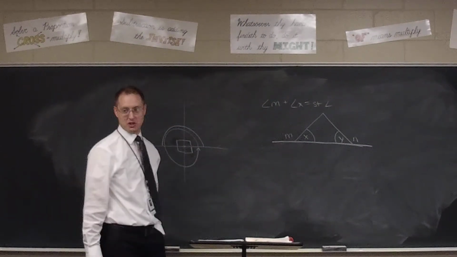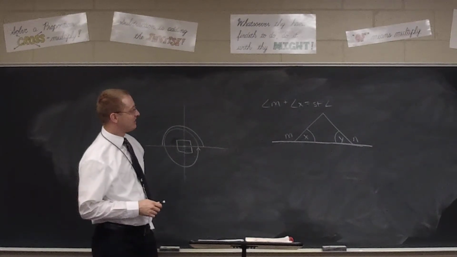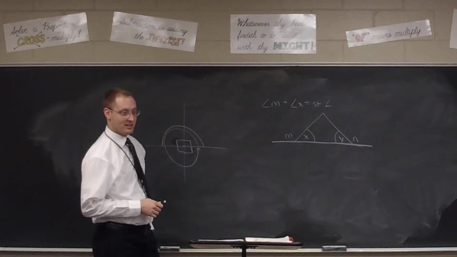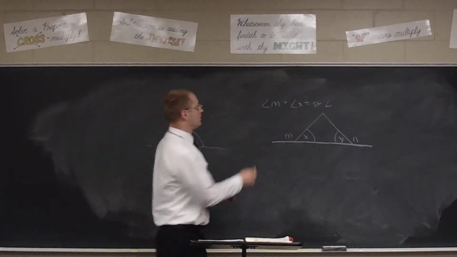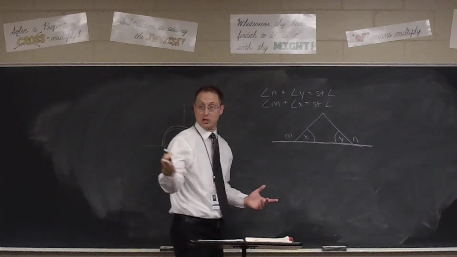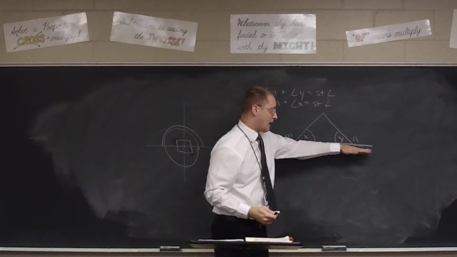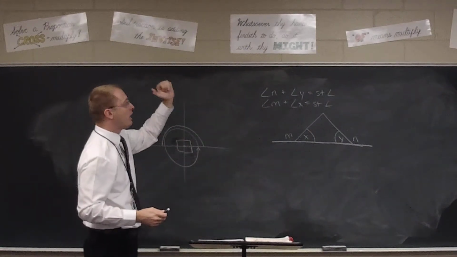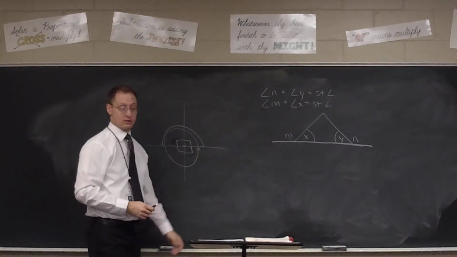Chris, let's see if you can finish the thought here. It has to be N and Y also, for the exact same reason, right? Also a straight line, sides form a straight line, therefore we have a straight angle. Okay, so N plus Y is a straight angle, N plus X is a straight angle. Also, it's an equilateral triangle.